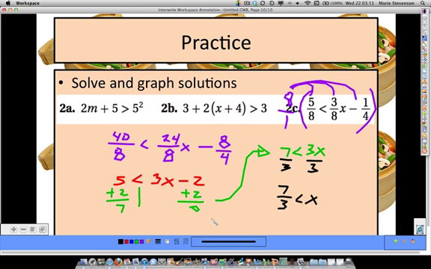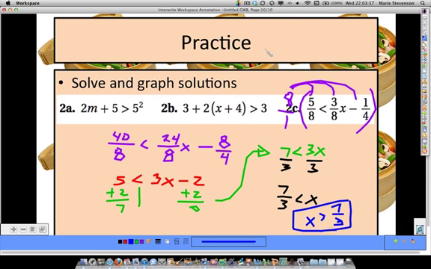Now remember, our variable has to come first. So we're going to flip these, which means we've changed our inequality. Notice I did not change my inequality because of division. I divided by a positive 3 here, so I did not change it. I only changed it, whoops, it's not equal to, I gotta delete that. I only changed it because I had my answer backwards.